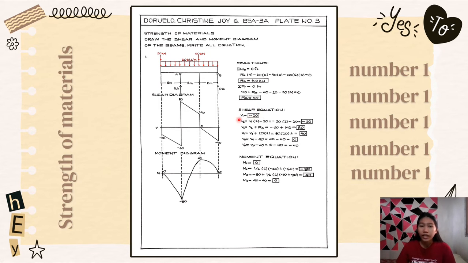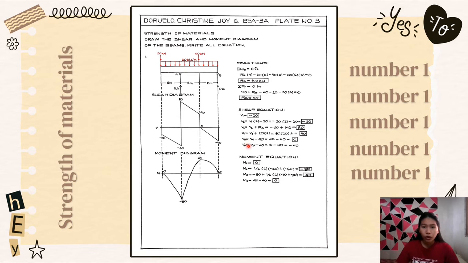So let's proceed to the shear equation. V1 is equal to negative 20. So here, and V2 is equal to V1 times 2 minus 20, which is negative 20 times 2 minus 20, equal to negative 60. So we got negative 60 downward. And for the V3 plus RA is equal to negative 60 plus 140. So, we got 80. So here, the 80 upward.